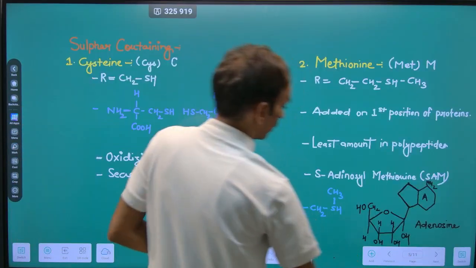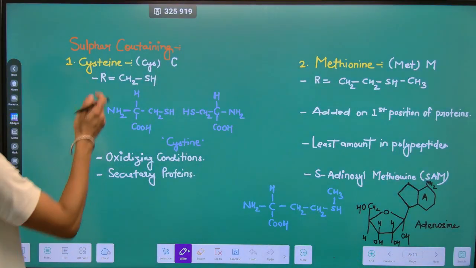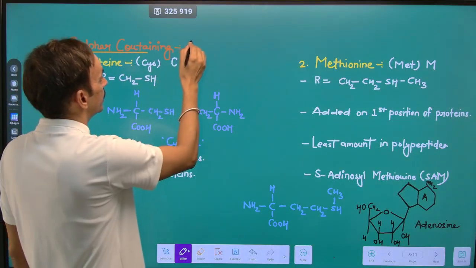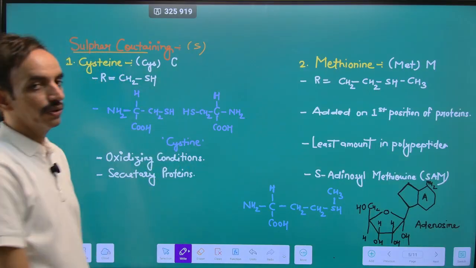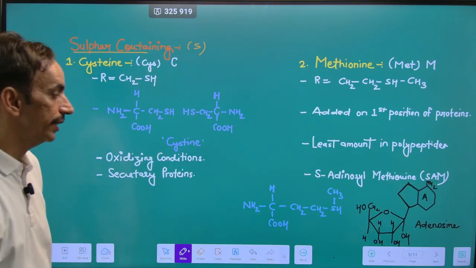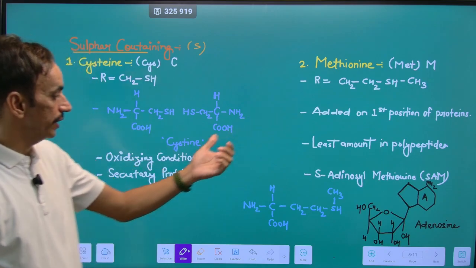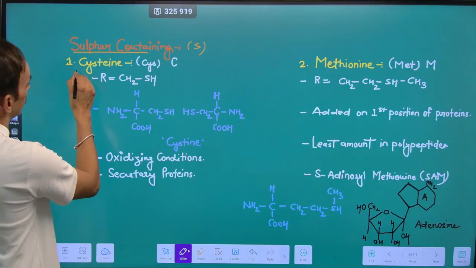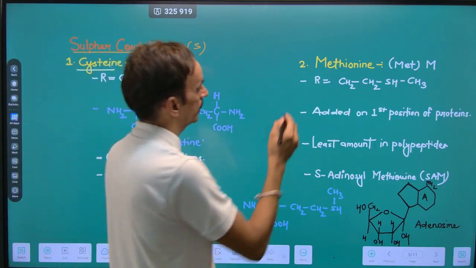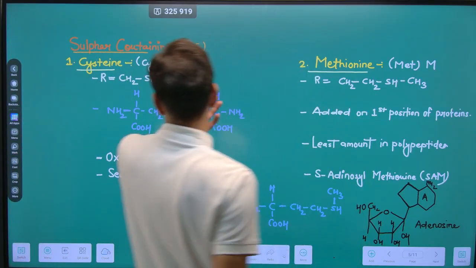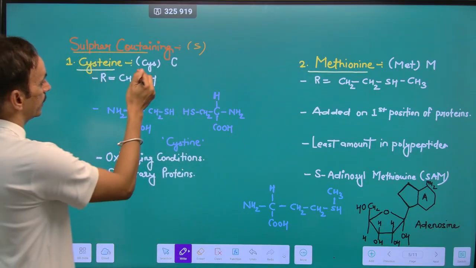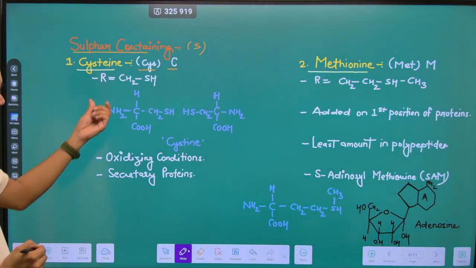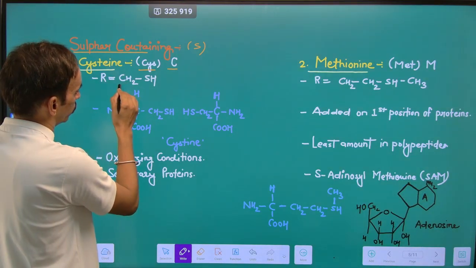Next are the sulfur containing amino acids. The amino acids which have sulfur in their side chain, they are known as sulfur containing amino acids. Again, there are two types of amino acid which have sulfur in their side chain. One is known as the cysteine, other is known as the methionine. Cysteine, it is abbreviated as CYS and denoted by the alphabet C. Its side chain contains the CH2SH group.